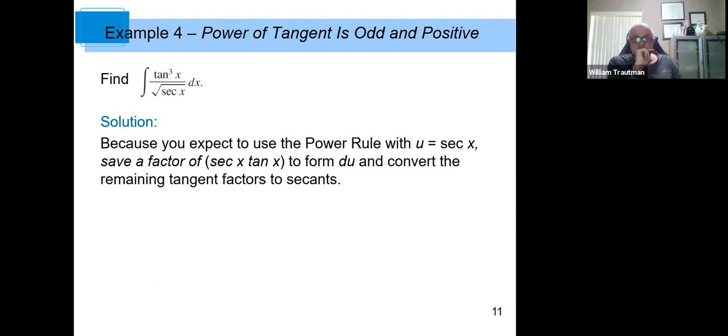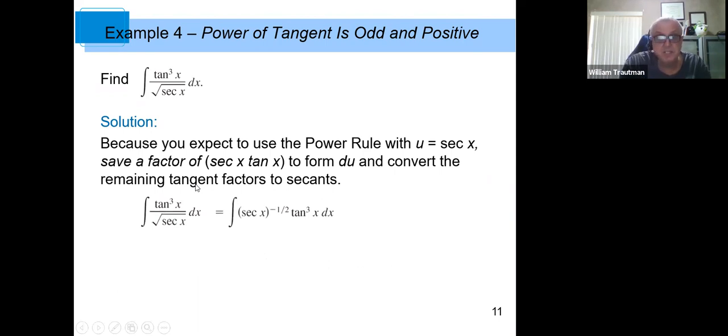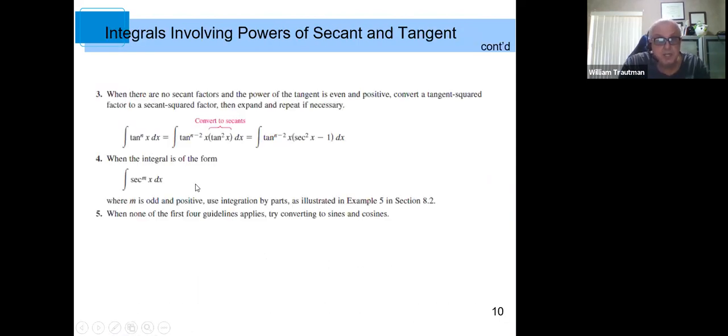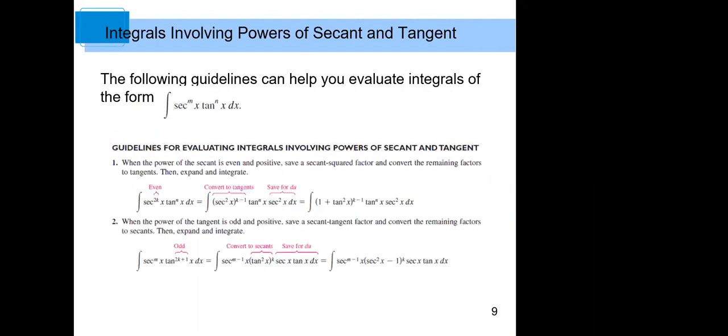So it says, because you expect to use the power rule with u equals secant x, convert all the... oh, it says save a factor. This is from rule number 3 that we just had. I don't have that sitting in front of me. I want to go back. I'm trying to print it up on my other computer right now.